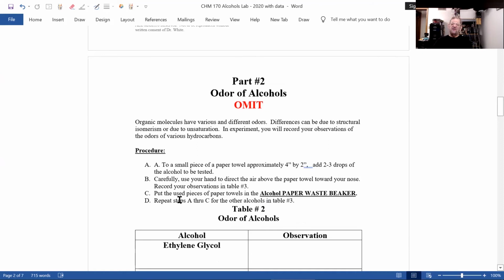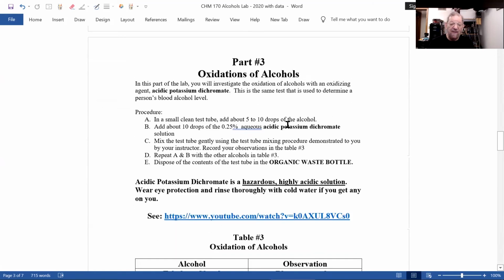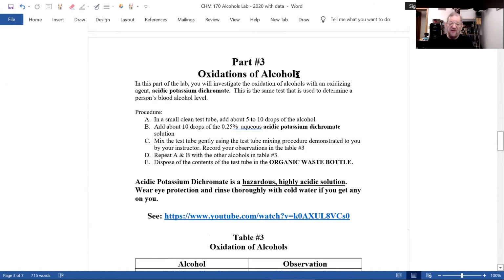All right, now another thing which I can't do and a YouTube isn't going to help is I have students smell the alcohols and see if there's a difference in structure and odor. But since we're not going to do that, I just omitted it and I took out the questions. Now, part 3, oxidation of alcohols.